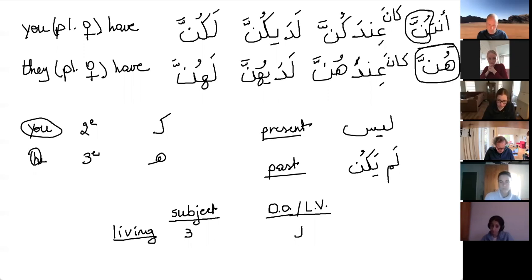Let's read the examples in the book. Maybe that will make it also a bit clearer. So, the examples of 11.1.4, when the subject is a living being. One second, okay?